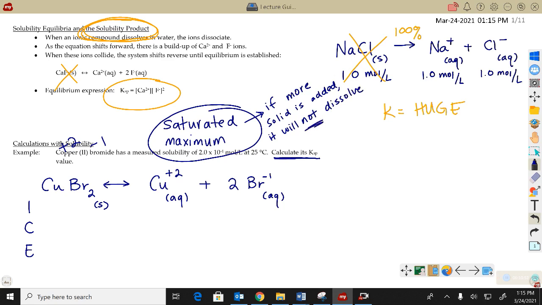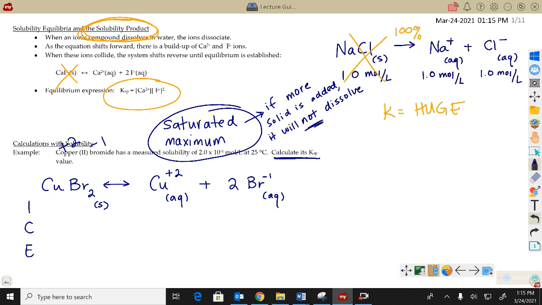It will not dissolve. So if I'm not sure if my solution is saturated, you say, I think I got the right amount in there. I'll just try adding a little extra. If it dissolves, then nope, you didn't hit that maximum solubility yet.